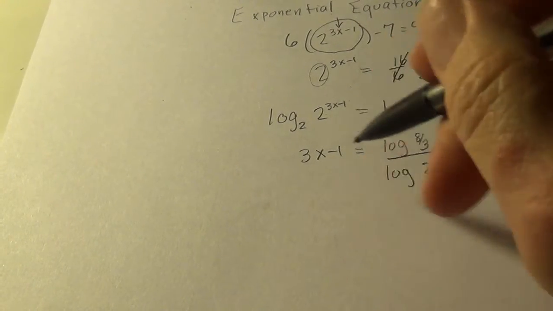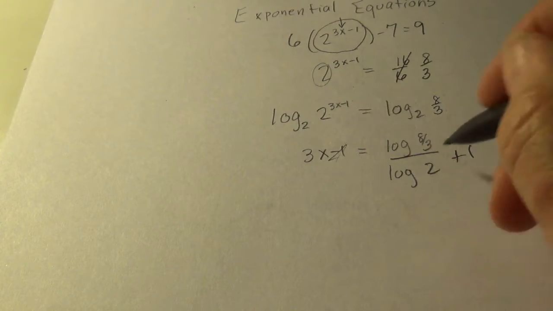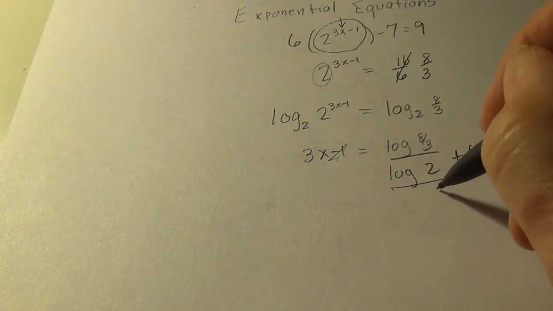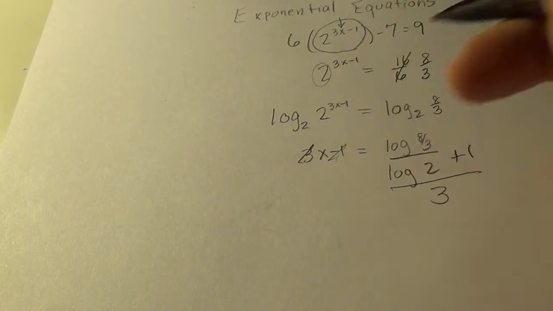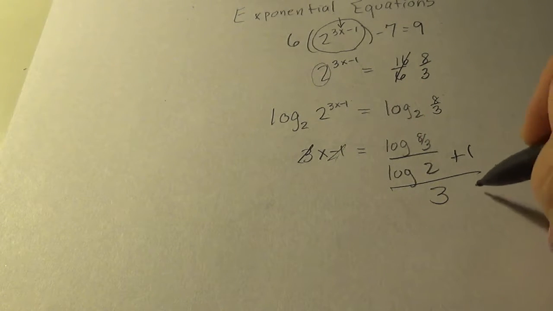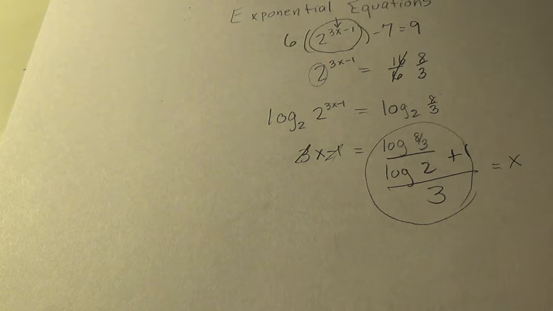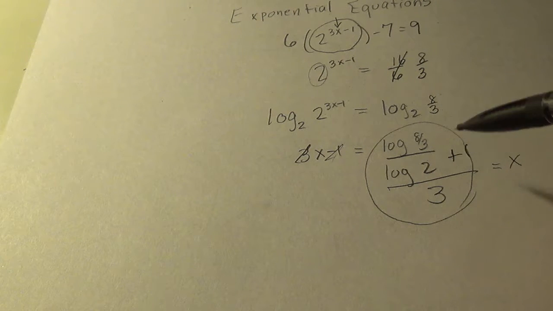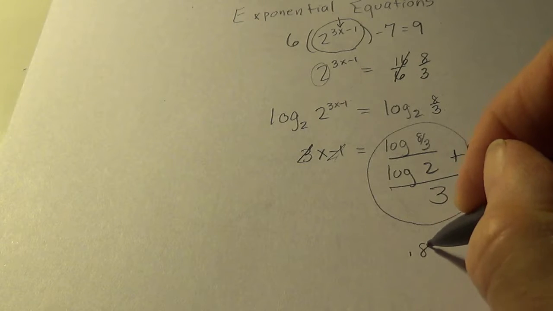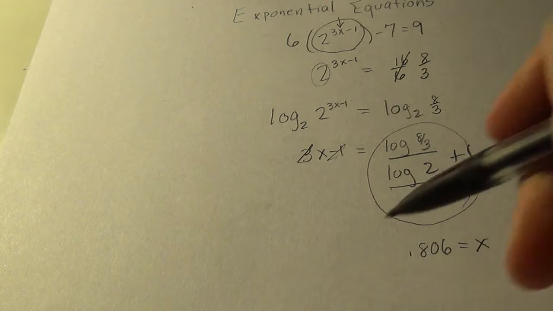Now we're solving for x, so you're going to add a 1. So move the 1 over, and whatever this mess is divided by 3 will take care of the 3. So we get x equals this right here. So I tapped all that into my calculator and I got 0.806. And that is the solution.